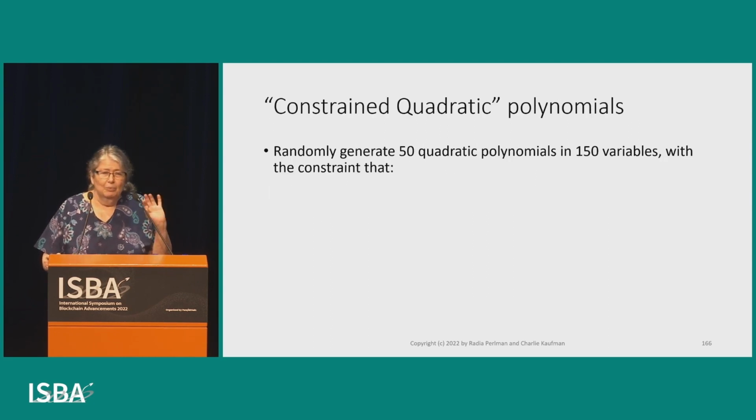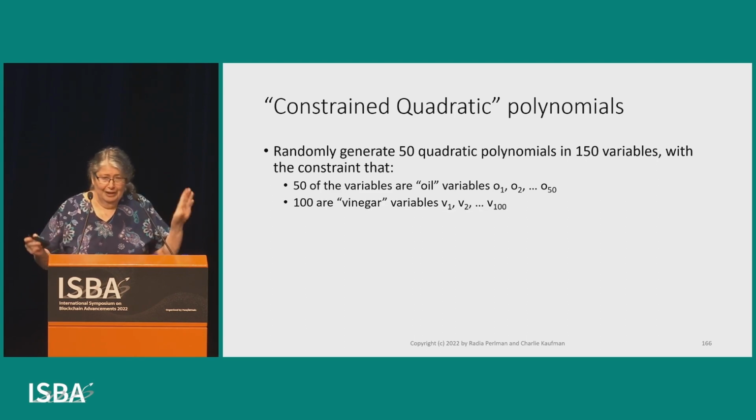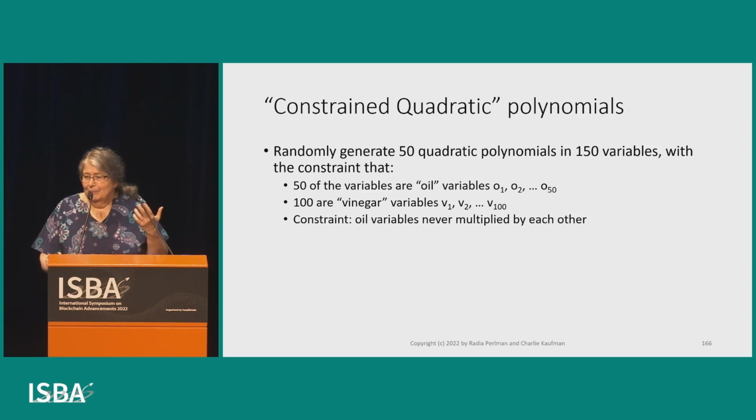Well, Alice starts with what we'll call constrained quadratics. They're not really quadratics. What you generate is 50 quadratic polynomials with 150 variables, with the constraint that 50 of the variables we're going to call oil for no good reason, and the other 100 are called vinegar ones. Now, the constraint is that you can never multiply oil variables by each other, but you can multiply oil variables by vinegar variables, and you can multiply vinegar by each other.